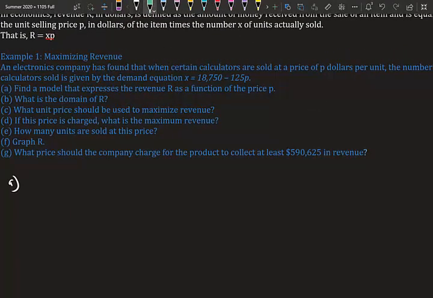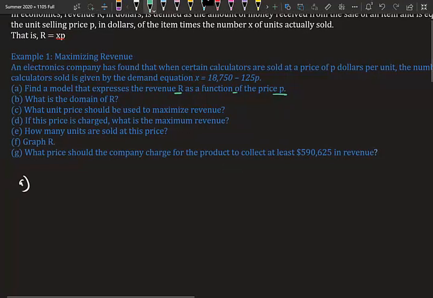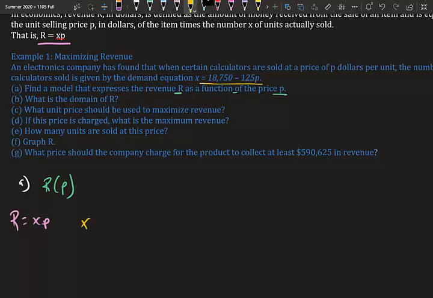So we want a model that is R of P. That's what we're trying to get. What we're given is R equals X times P, and we're also given X equals 18,750 minus 125P. Since we need a quadratic out of this, how do we know we need a quadratic? Because it says maximizing. So we need a quadratic out of this.